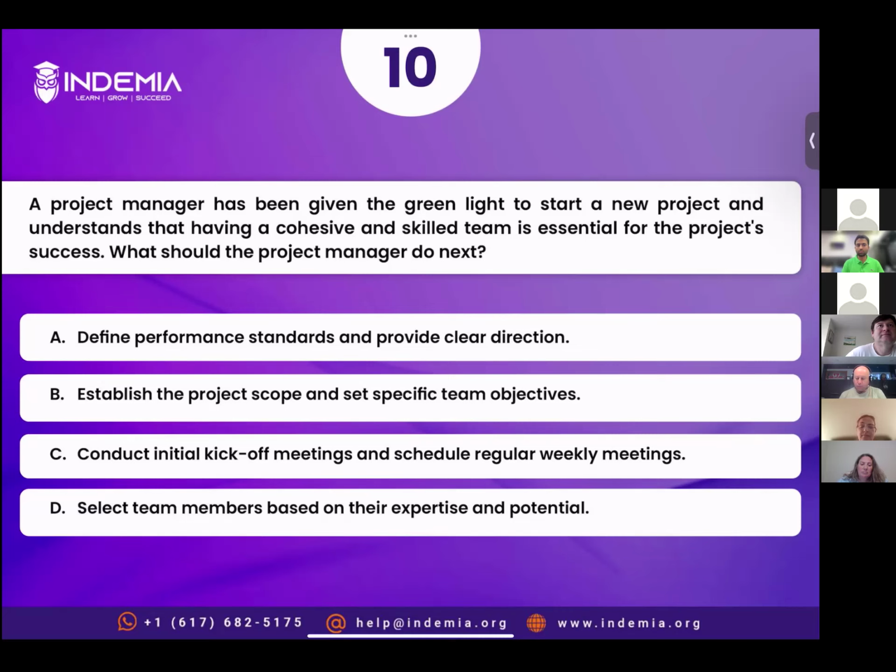Scope definition would come later when you have the initial team. They would work together to come up with the scope, right? So to have an initial team, you need to look for expertise and whatever potential they have relevant to the project. So the correct answer is option D in terms of order, because it asks what the PM should do next. First you will have the initial team, and after that you will go for detailed scope definition. All right, let's read the explanation.